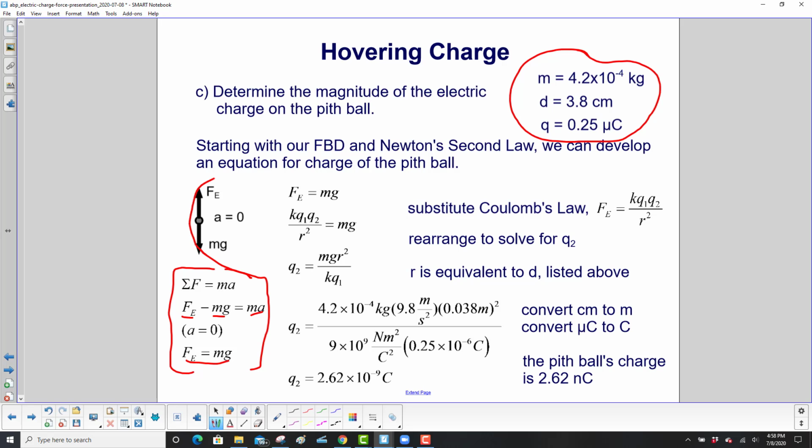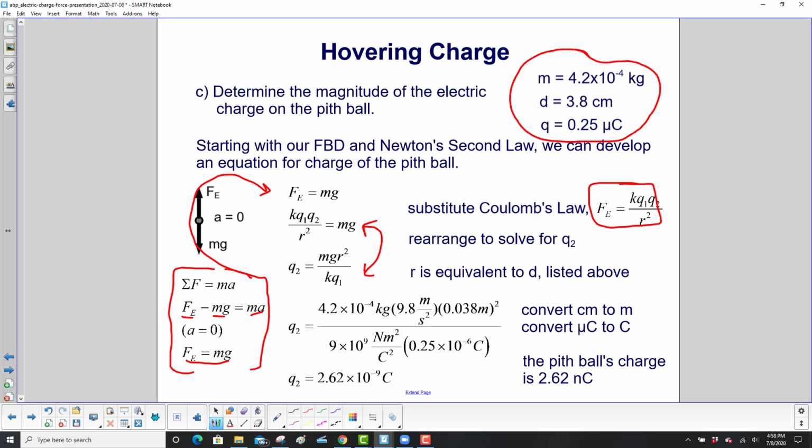So now come on up here. And what is the electric force? Well, it's Coulomb's law, kq1 q2 over r squared equals mg. All right, here's Coulomb's law. We're trying to solve for q2. q1 is going to be the charge on the sphere. So we kind of skipped a few steps here, but that's okay.